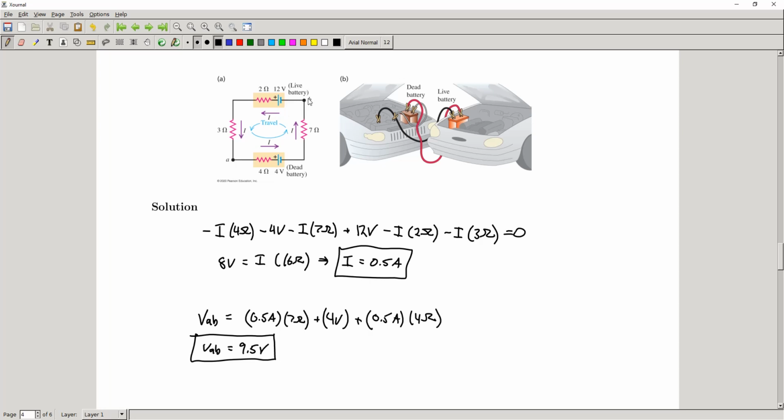We could have done the same thing going along this top branch here. We could have gone across the top battery and then down across this resistor. We would find the same result. And you can double check it if you'd like.